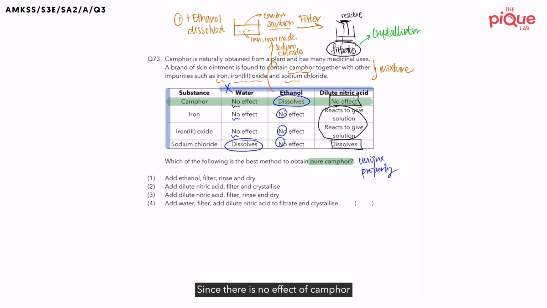Since there is no effect of camphor with dilute nitric acid, this means that at the end of the day, camphor will remain as a solid. What about the rest? All of these will actually give me solutions. So since we see that there are only two possible observations here, is camphor having a unique property? It is, because it is the only one that will remain as a solid.